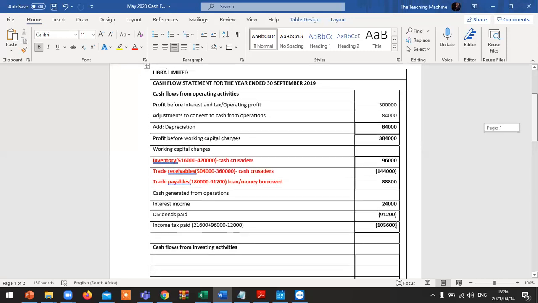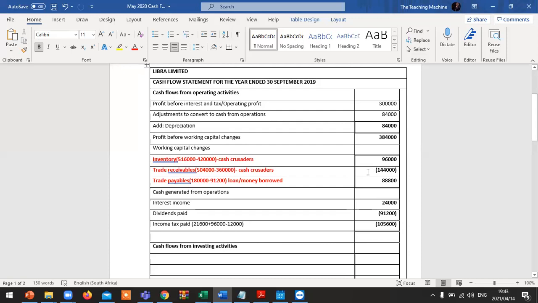Okay, now we can calculate the cash flow from operating activities. First, I need to find the working capital changes. How do I work out these capital changes? I'm gonna say 96,000 plus 88,800 minus 91,200. Anyone, please? How much is the answer? What is the difference?